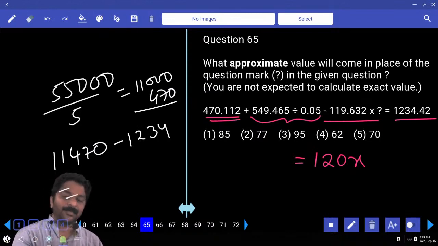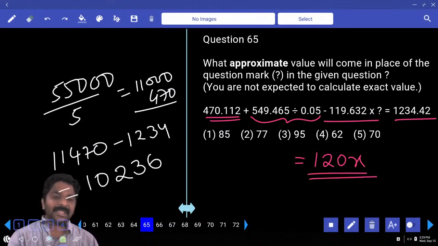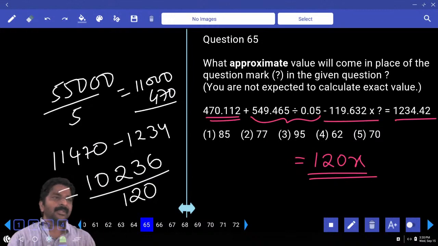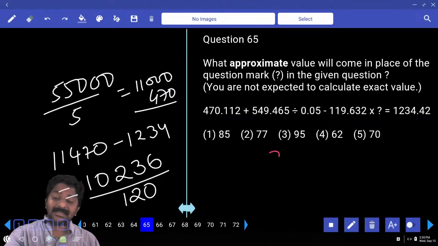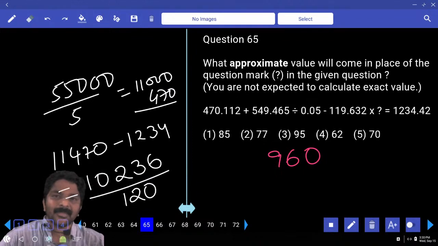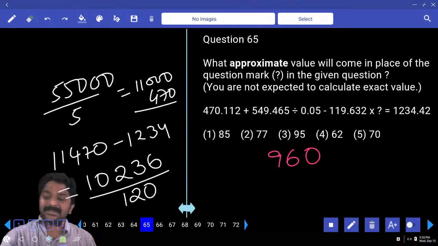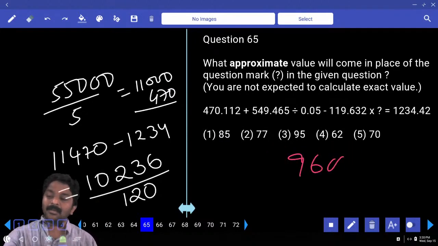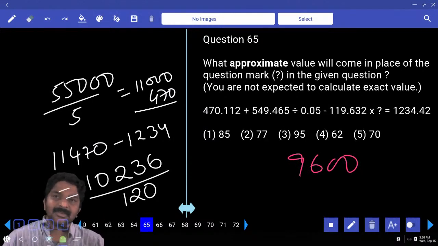Then this is equal to 10,236, which is equal to 120x. Then x is equal to numerator divided by 120 only. Forget about 0 in the denominator. We'll consider 0 anytime later. What is 120 8 times? 96. If it is 128 times, that is 960 only. 120 80 times, 9,600 only. But our numerator is more than that. So the answer is more than 80.